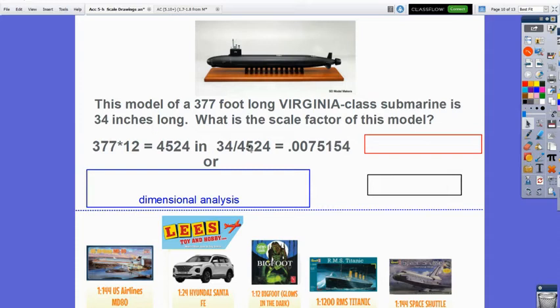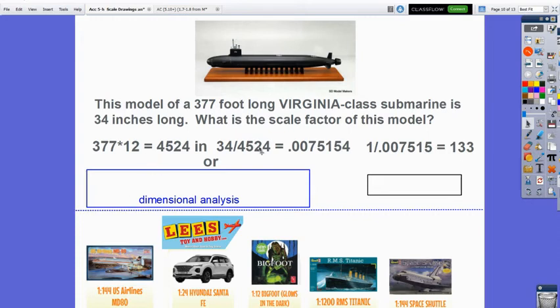What you could do is divide this backwards, right? If you did 4,524 divided by 34, that will give you how many inches the real submarine is to 1 inch on the model. Or you can do 1 divided by this decimal to give you the same answer. And it comes out to about 133. Okay, so the scale is about 1 to 133.